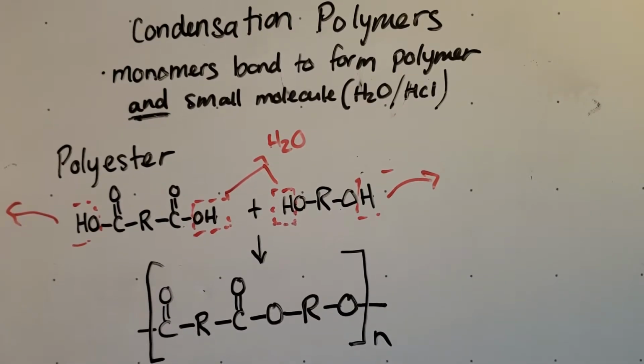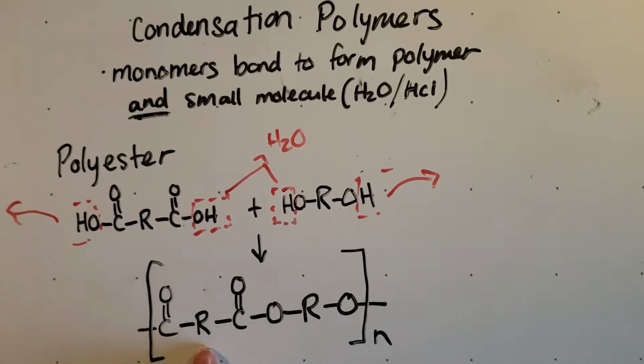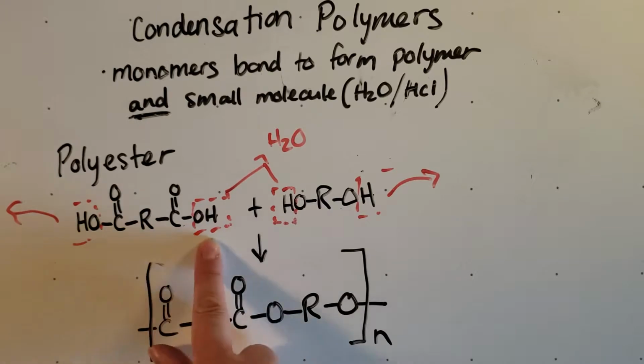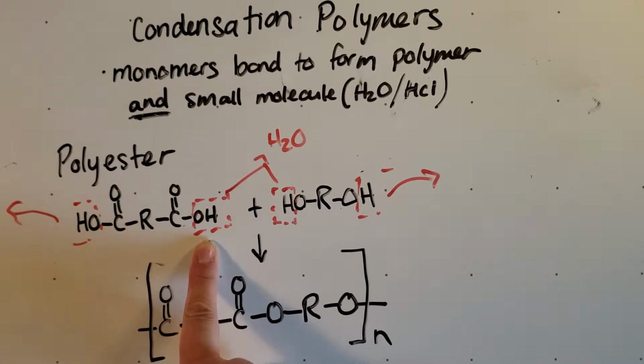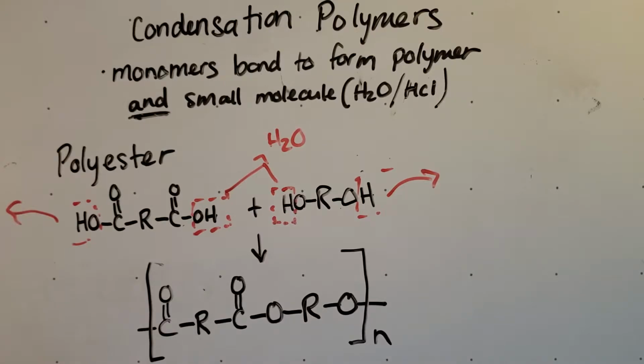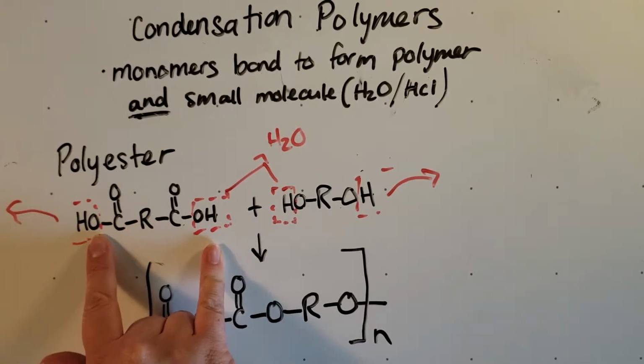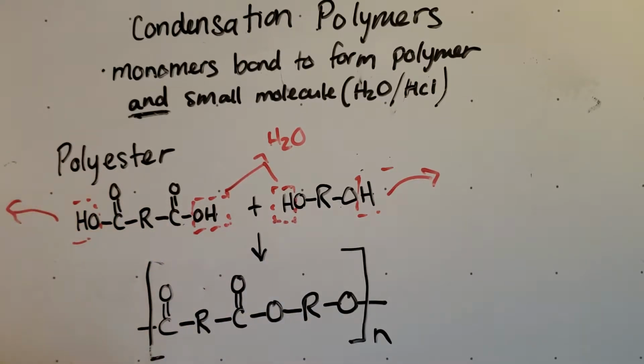So what you just need to recognize is sometimes your carboxylic acid, your dicarboxylic acid, isn't drawn linearly like that. So you might have to change around the molecule a little bit so that you can see where the chains are going to continue. And same goes for your diol.